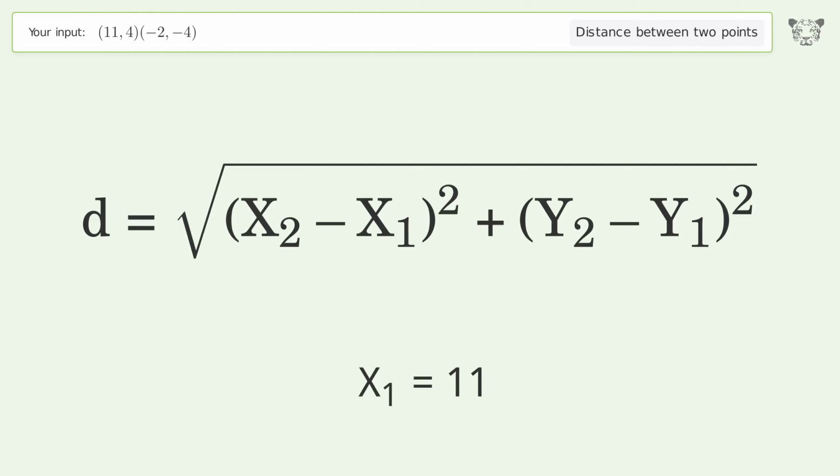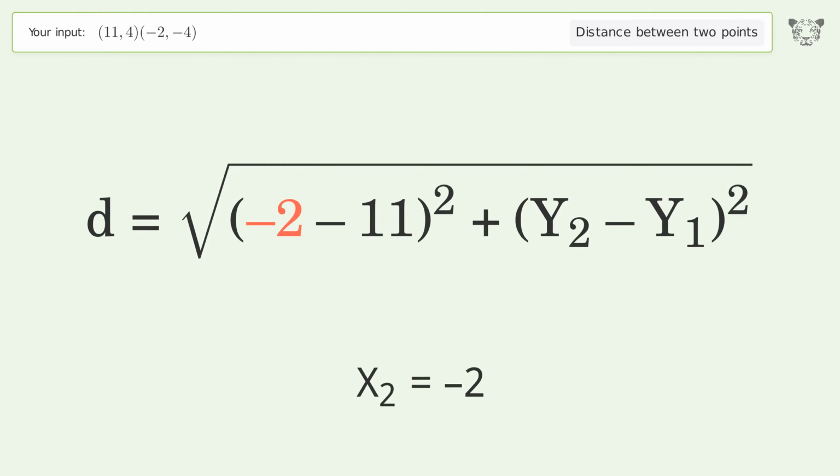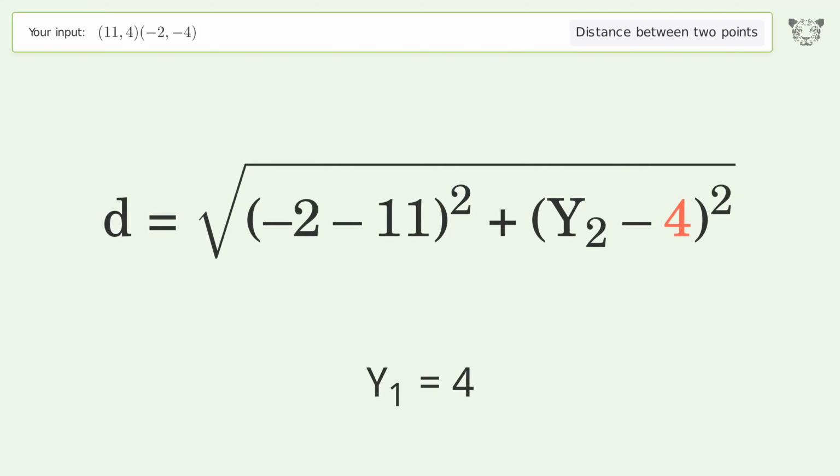x1 equals 11. x2 equals -2. y1 equals 4. y2 equals -4.